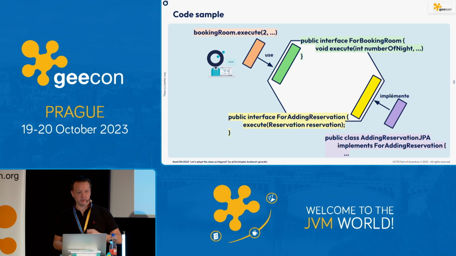And after, you want to save it, where you don't know and you don't want to know. So you're using the port, the interface, like for adding a reservation. You give a reservation and the system will save it somewhere. For example, if we have a JPA class, but it can be a file, it can be whatever, that implements the port and does the job, the technical job.